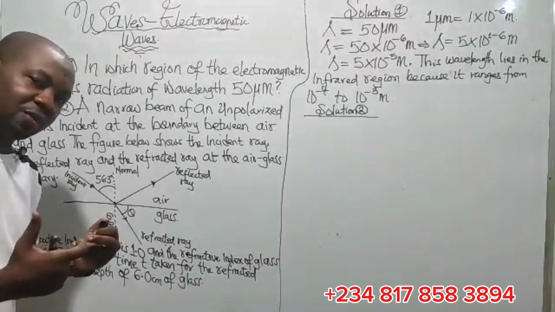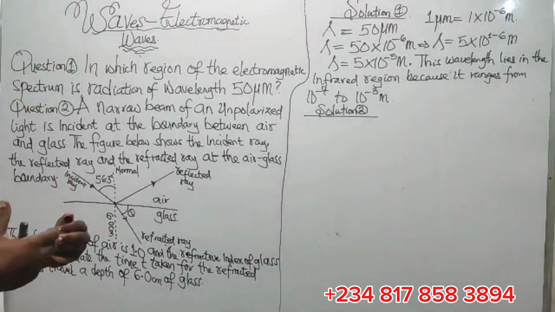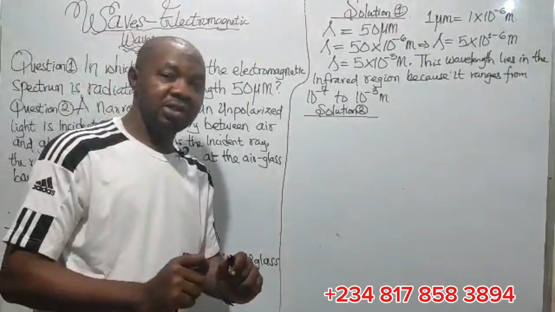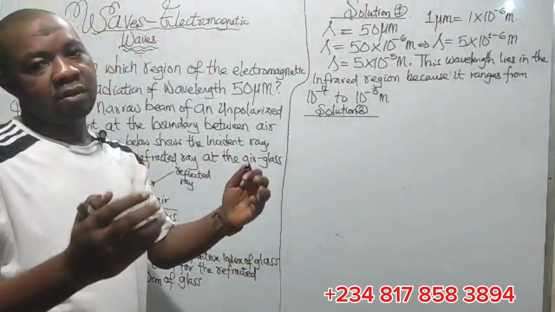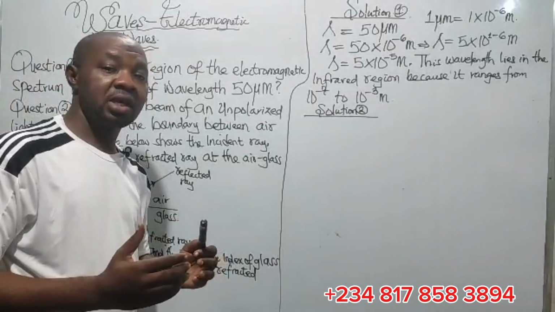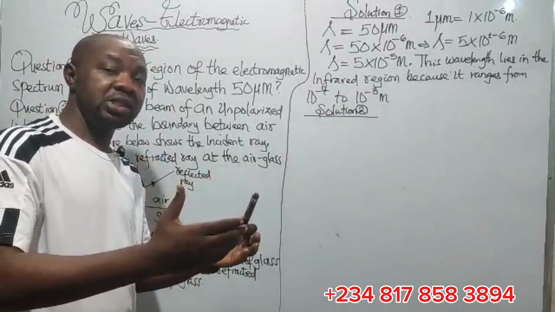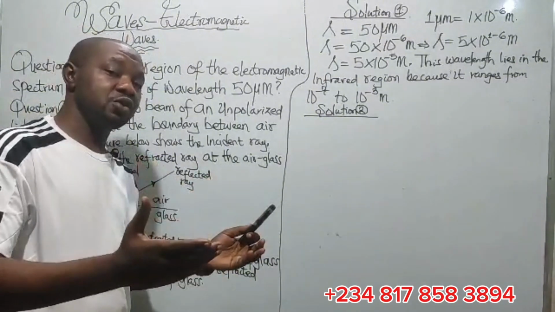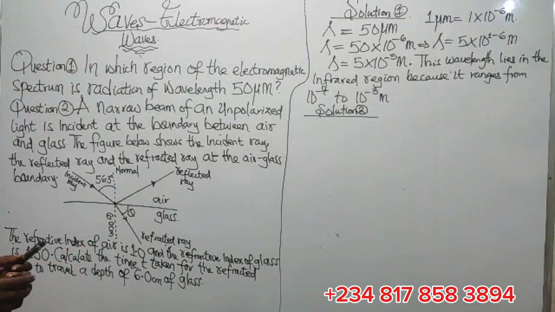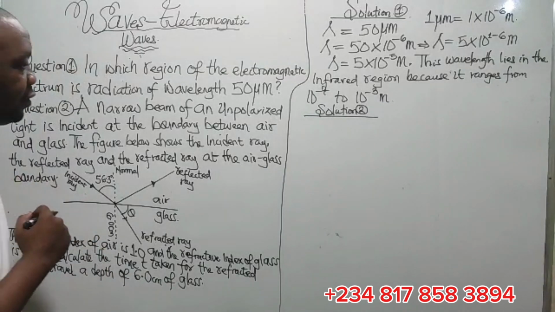So when we know the distance covered by the refracted ray, then we calculate the speed of light in the glass. When we know the speed of light in the glass, then in uniform motion, we know that velocity can be expressed as distance over time. So we're going to use that to obtain the value of time t. All right, so let's get into the video now.